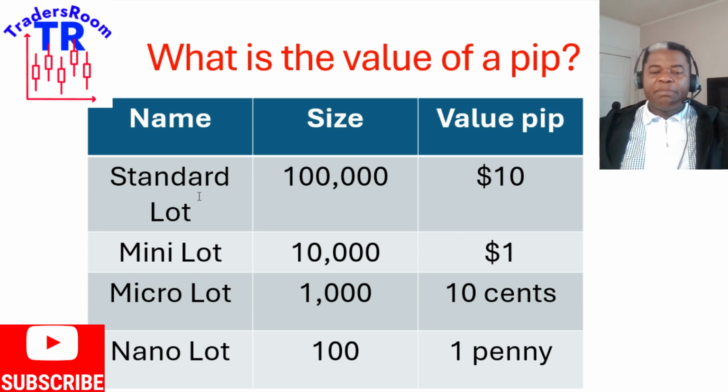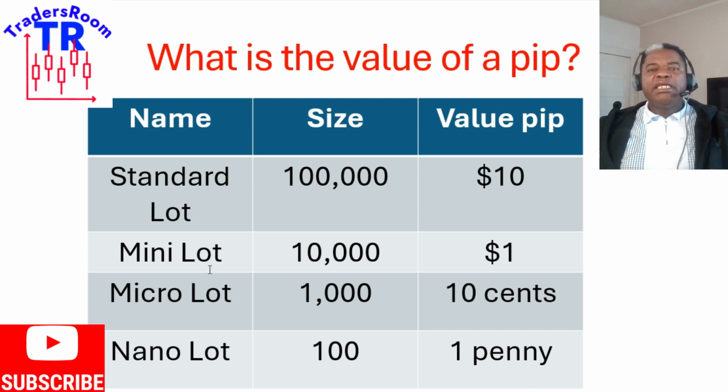When talking about the types of lot, I just put down four of them here: the name, the size, and the value per pip. Let's say, for example, you are trading using a standard lot. A standard lot simply means that you have 100,000 units of account, or $100,000. When you have that money on your account, each pip that you trade is worth $10.